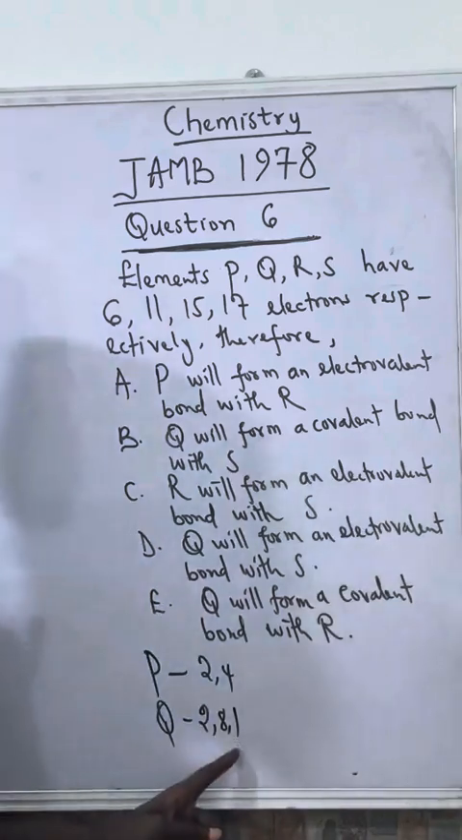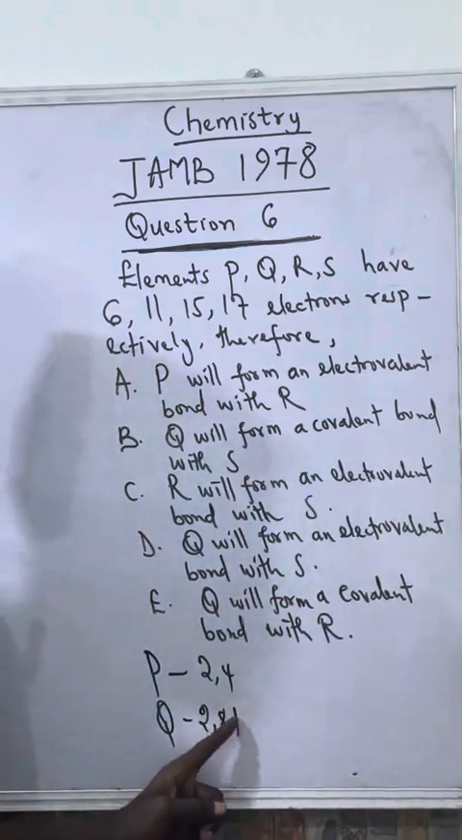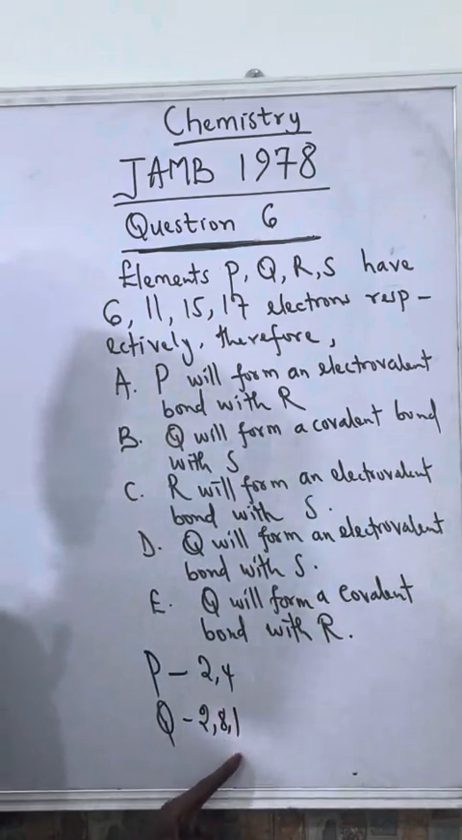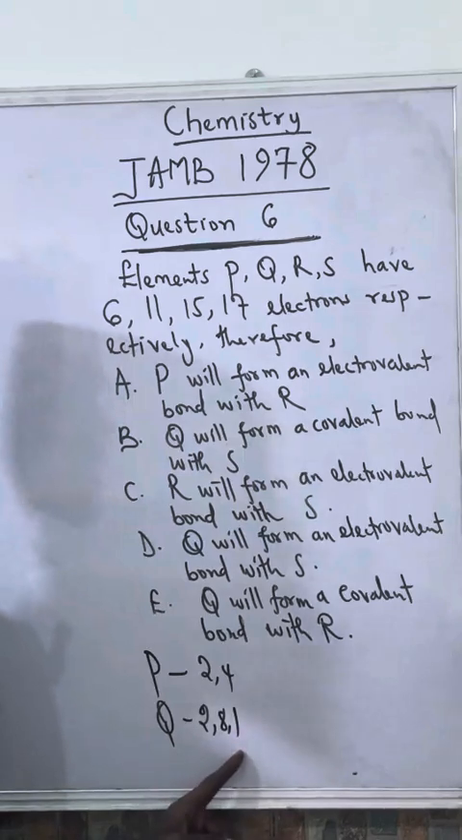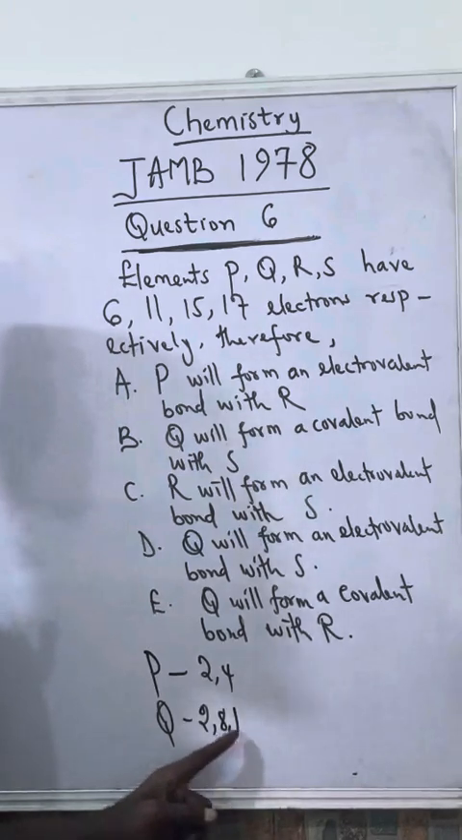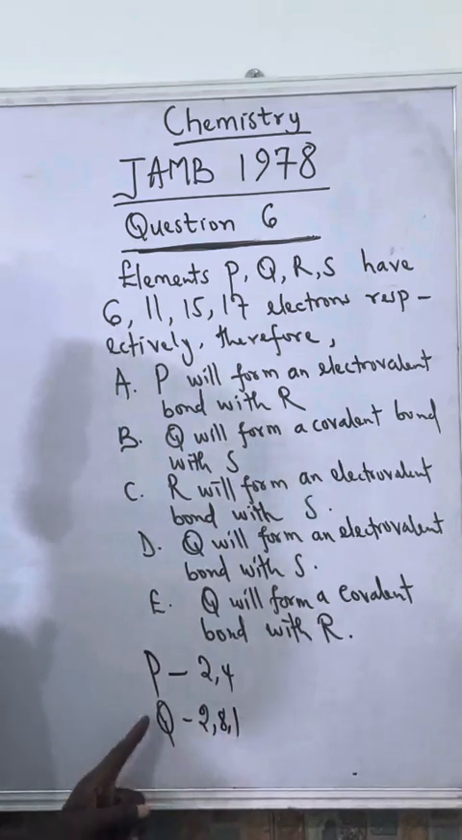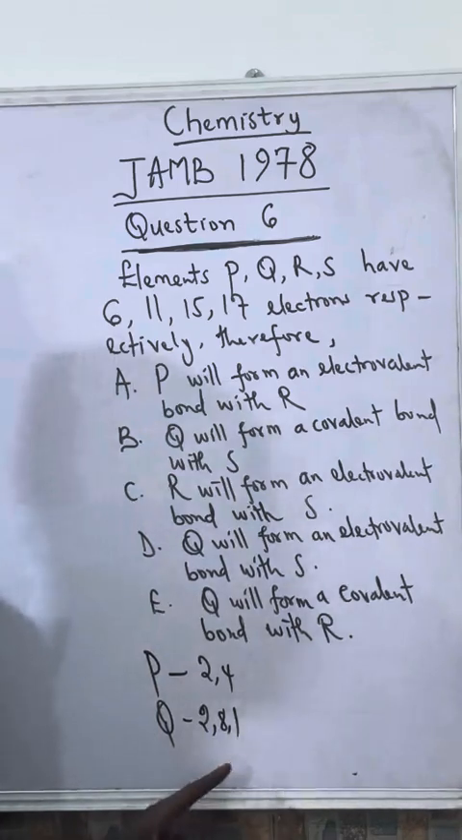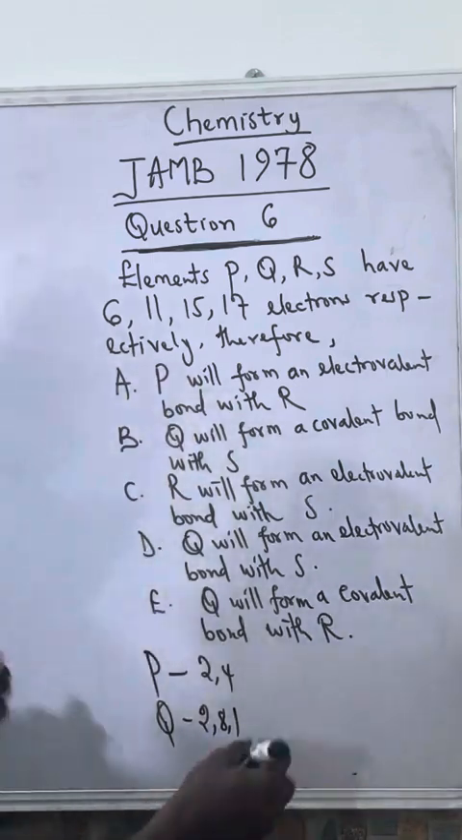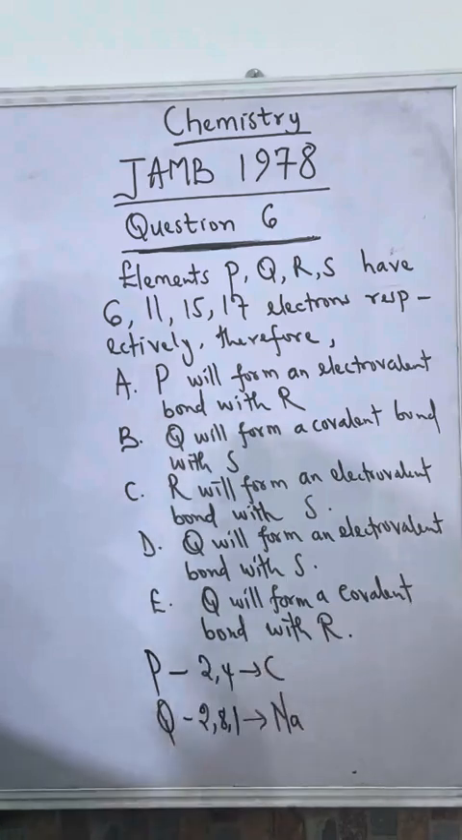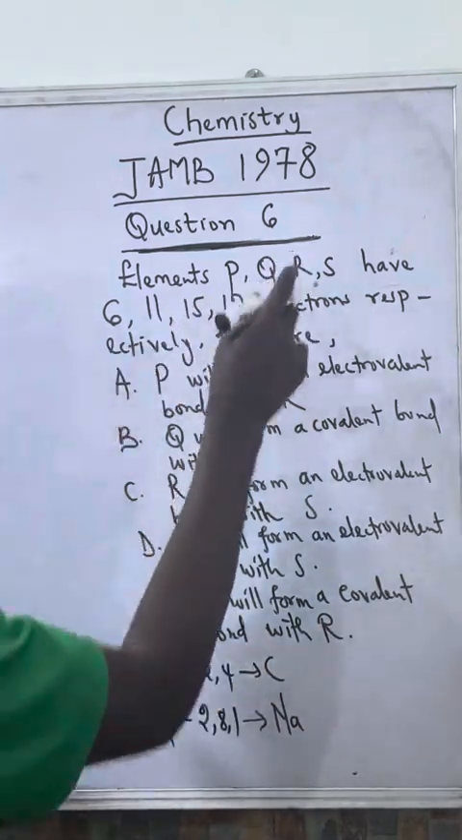So this belongs to group 1. This is a group 1 element, because the last digit in the electronic configuration always indicates the group that the element belongs to. So this one here means that this element Q belongs to group 1. And this 11 is even the atomic number of sodium. So this is sodium. So P is carbon.